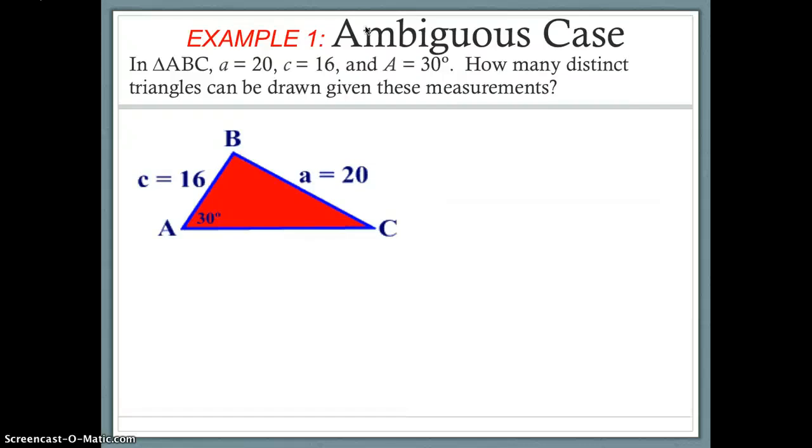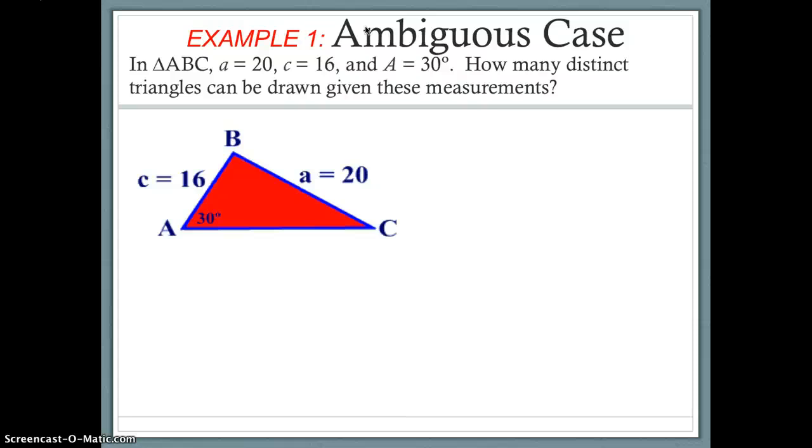So now that you understand what the ambiguous case is all about, now we're going to be able to use what we learned in the last unit, so you don't have to think so hard every time that you deal with this. Okay, I'll tell you right now, we're going to use this CAST rule, so you'll see how in a sec. So how many distinct triangles can be drawn given these measurements?